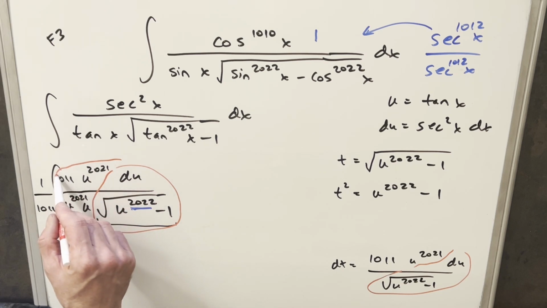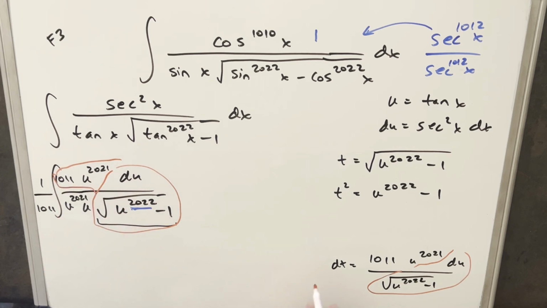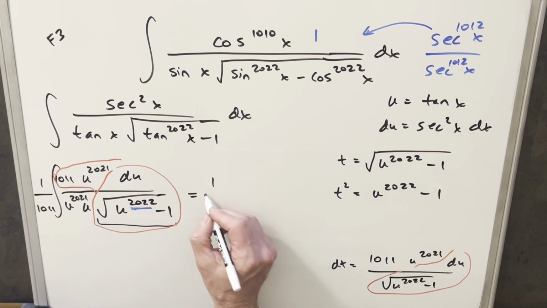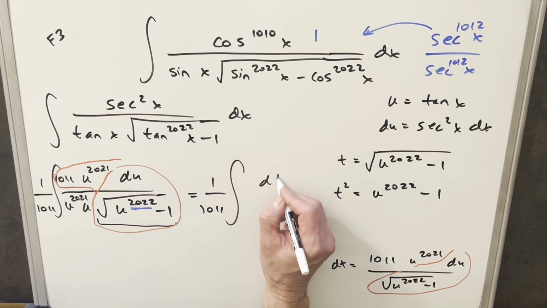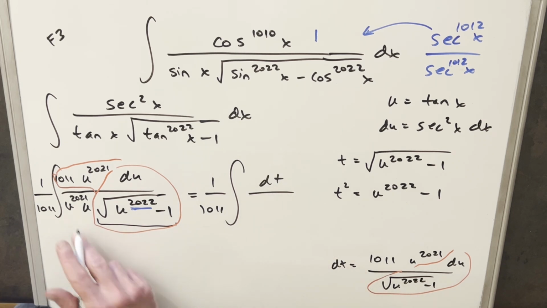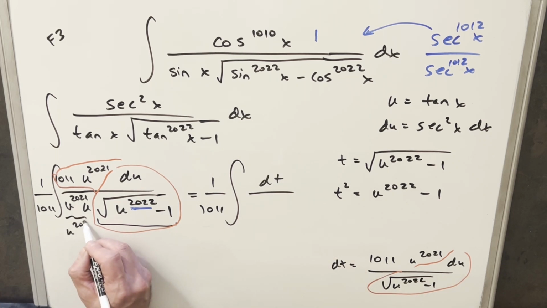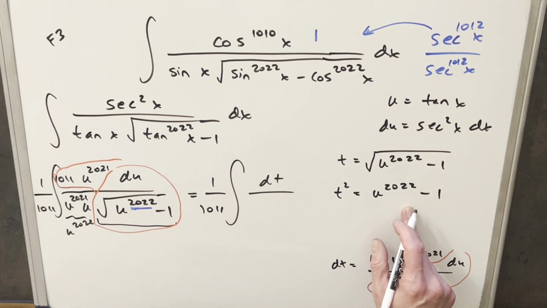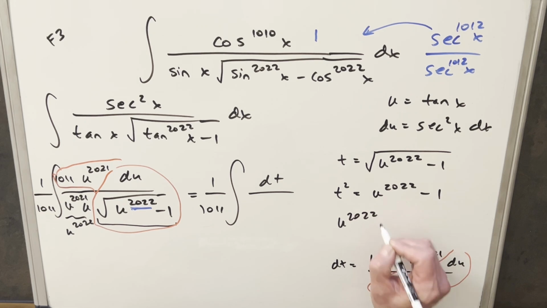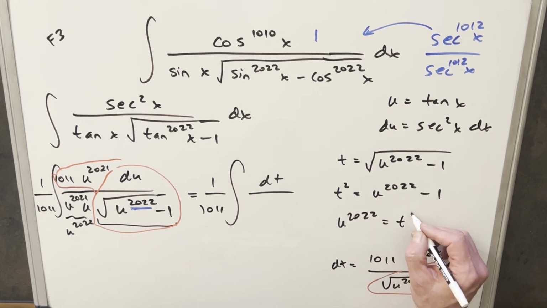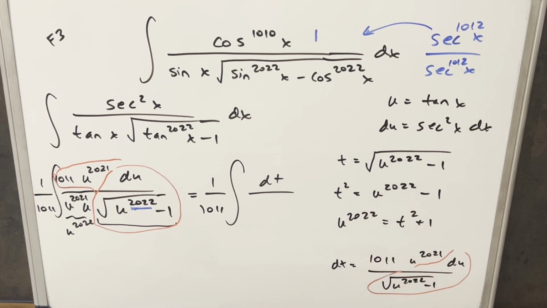So now all this stuff, everything basically, that's all our dt values. So now we'll go ahead with this substitution. And when we do this, we have this 1 over 1011 in front. And then like I said, everything here is just dt. So we'll put dt in the numerator. And then here we have u to the 2022. But I can get a value for that real easy over here because I can just solve for u to the 2022. Just adding 1 on both sides, it's going to be the same thing as t squared plus 1. So our whole denominator just becomes t squared plus 1. But now we're in good shape.